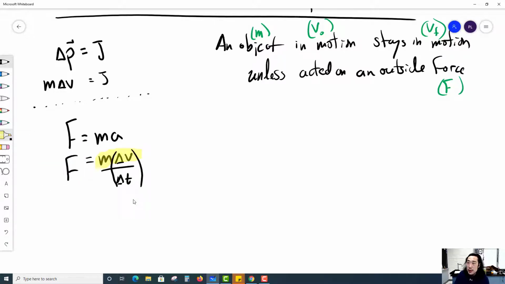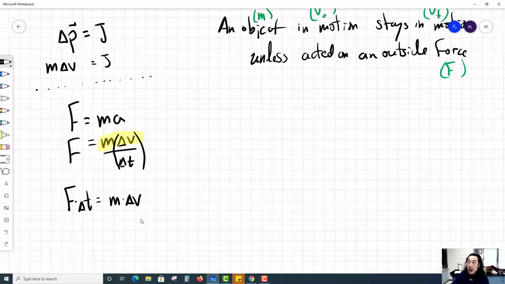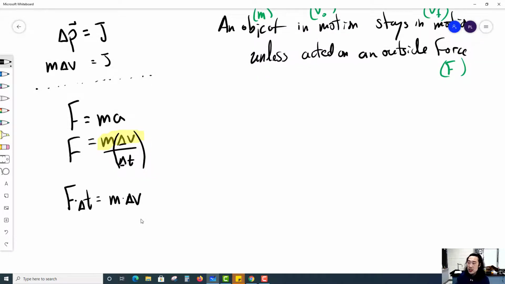So that's my change in momentum. I'm going to isolate that by itself. I'm going to multiply both sides by delta t. So F times delta t is equal to m times delta v. All right, and there you go. M times delta v is equal to delta p, and all of this is equal to J, and J stands for impulse. So this is where our definition comes in.